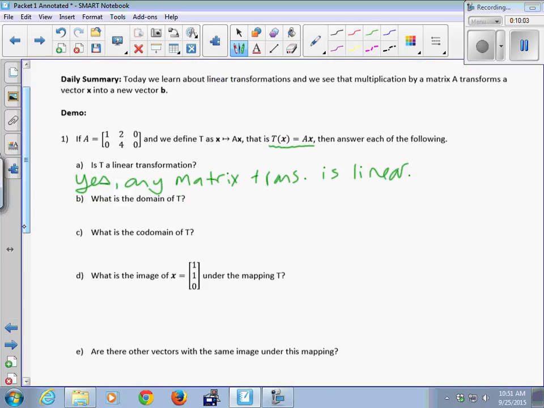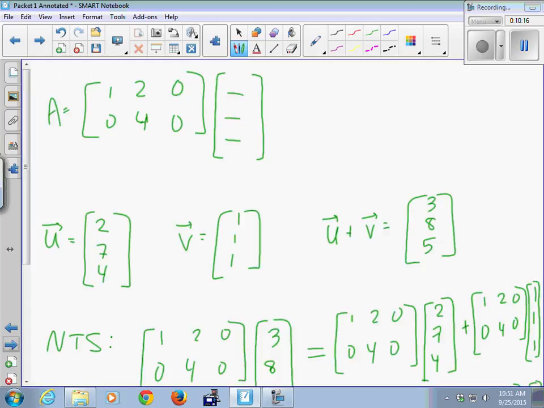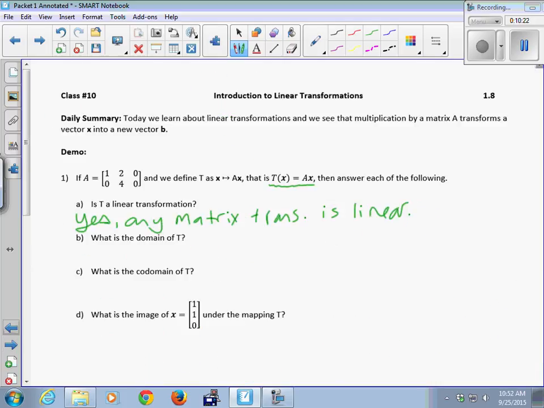Okay, so what is the domain of T here? What kind of x's can I multiply A by? What size vector? 3 by 1. Yes, so you already told me up here that it had to have 3 entries to be able to multiply by A. So that is the domain. Those are the kinds of vectors that you can put in here. They have to be 3 by 1s, or you can't do anything. So my domain is R3. Those are the kinds of vectors I can plug in.